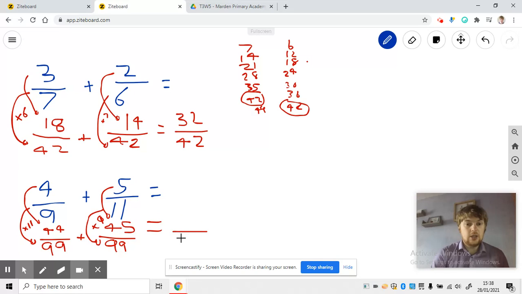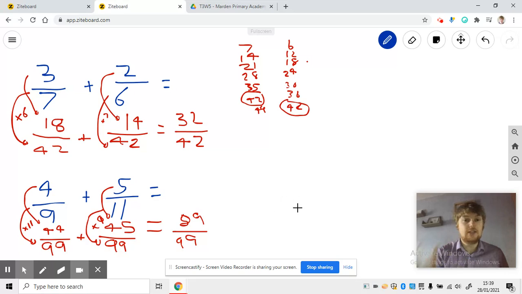So I know my common denominator, 99, means, well, my answer still remains with 99. And then I do 44, add 45. Well, we know 40 add 40 is 80. 4 add 5 is 9. So I have 89 99s. And this is how you do your adding of fractions.